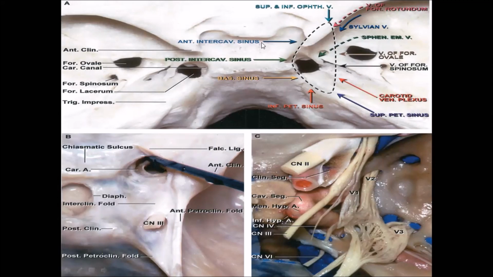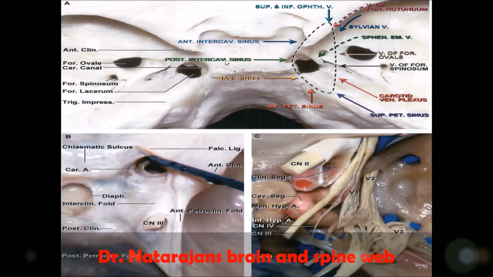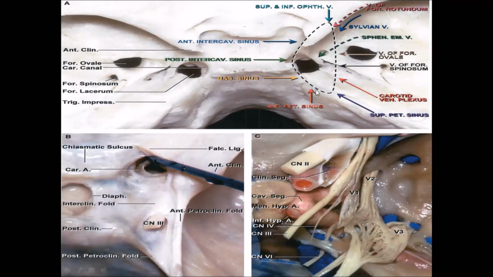So what you need to know here is, this is the anterior clinoid process, this is the posterior clinoid process, and here you have the middle clinoid process. Okay, and this is the petrous apex. Here is the petrous apex. This is the dorsum sellae, and here you have the posterior clinoid process.